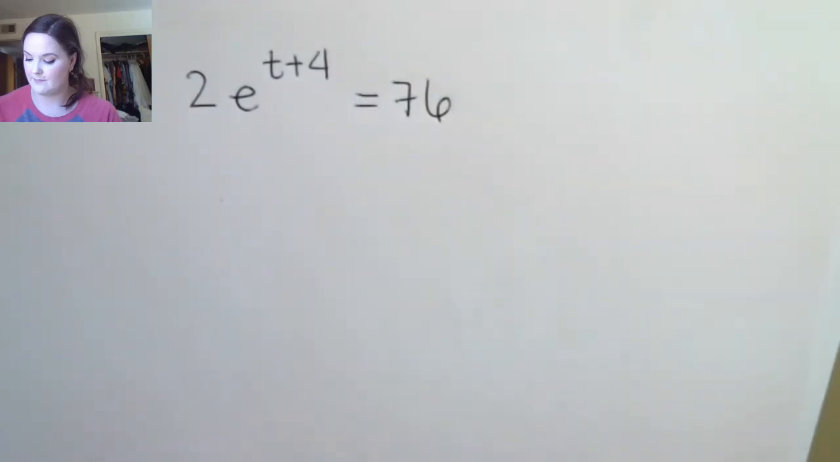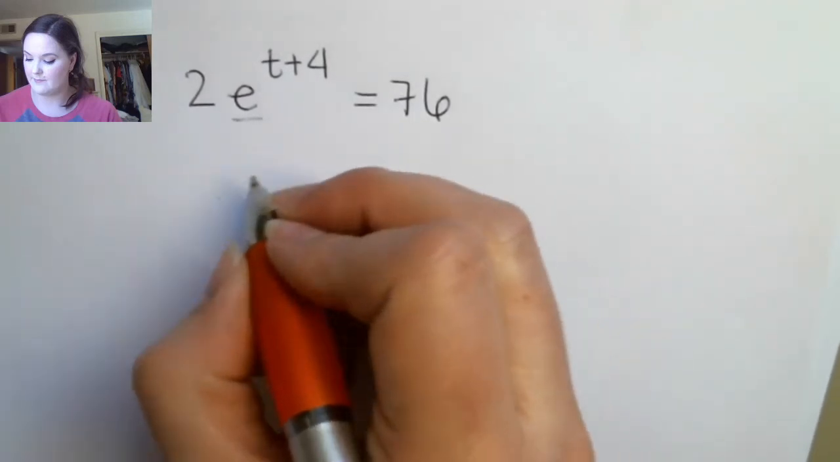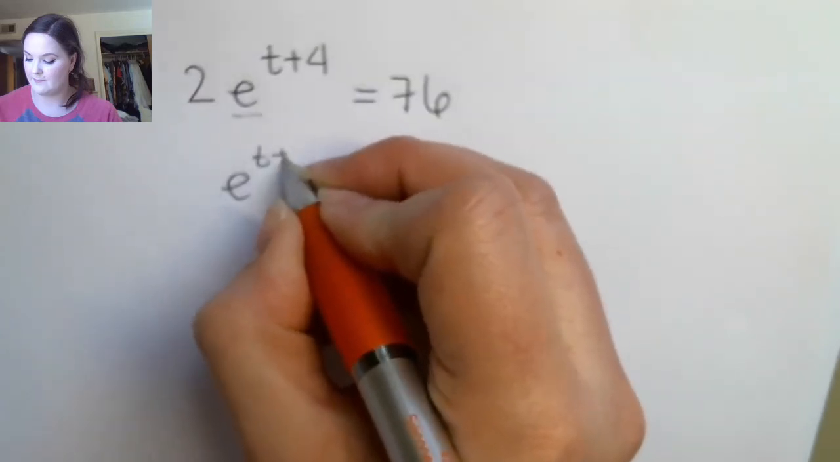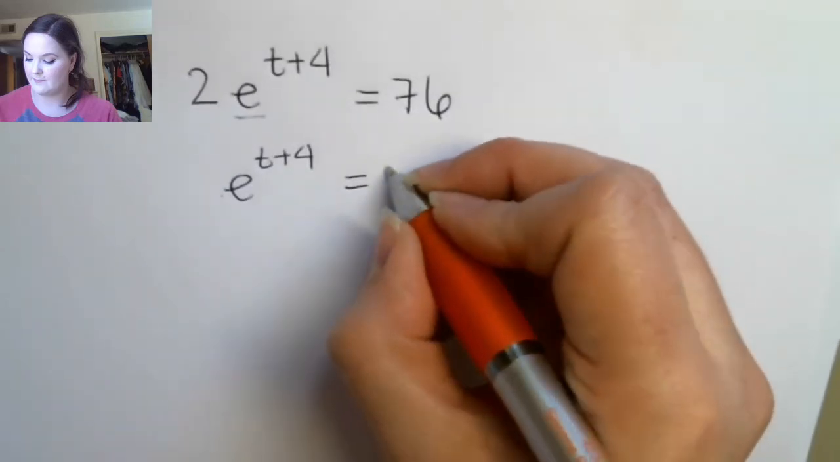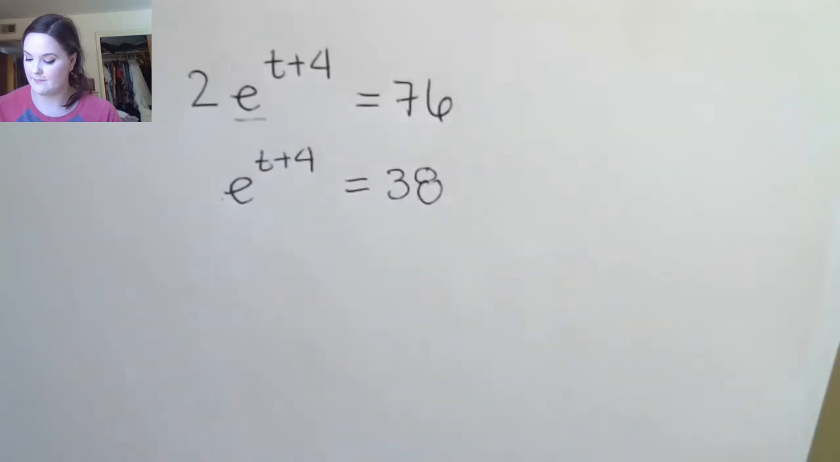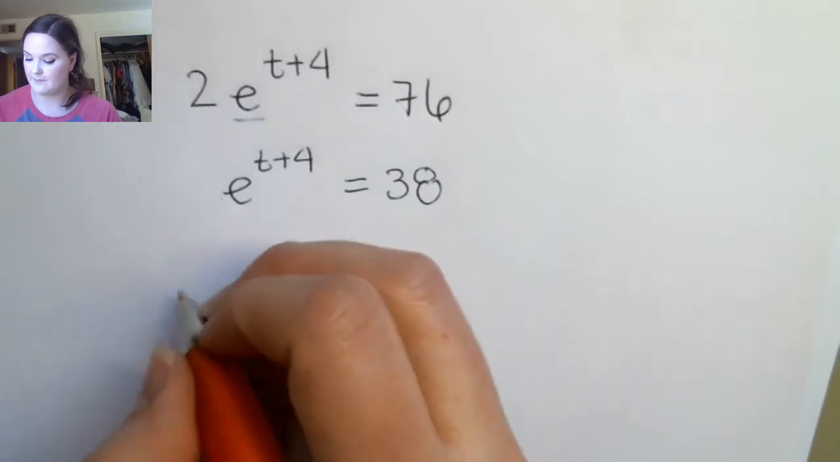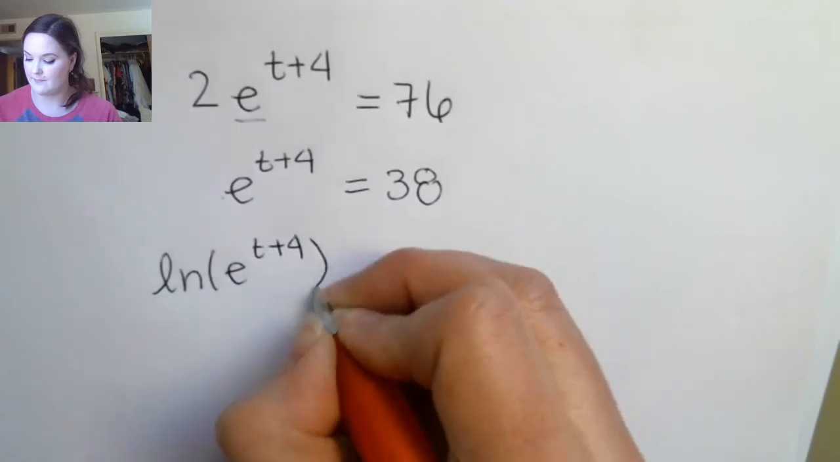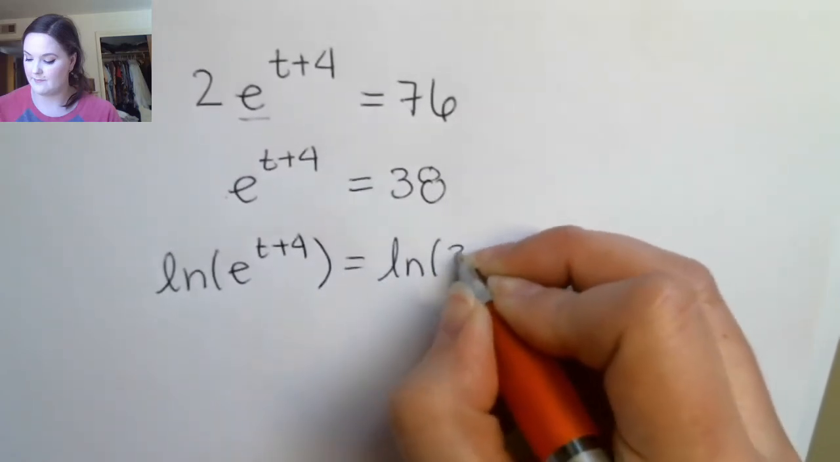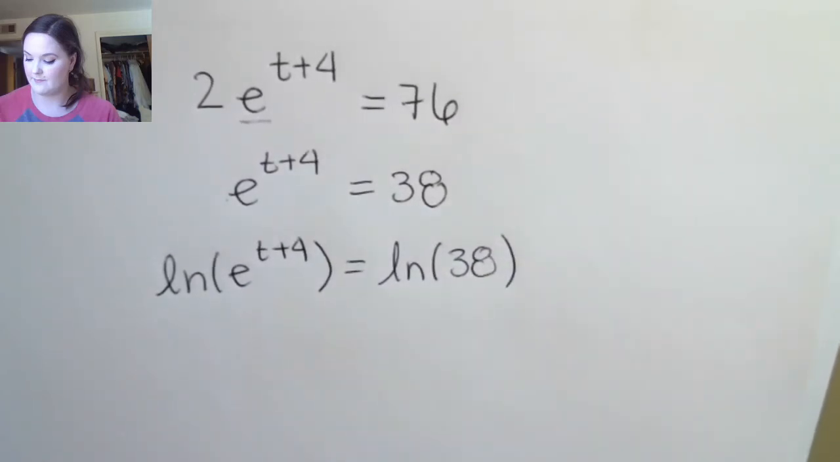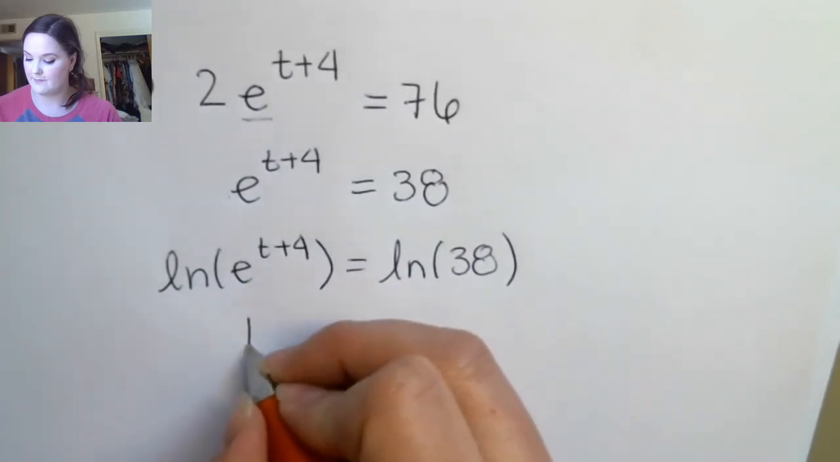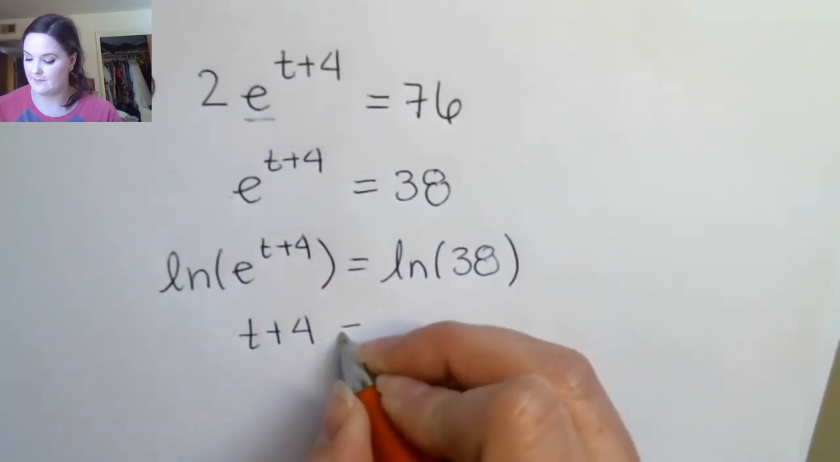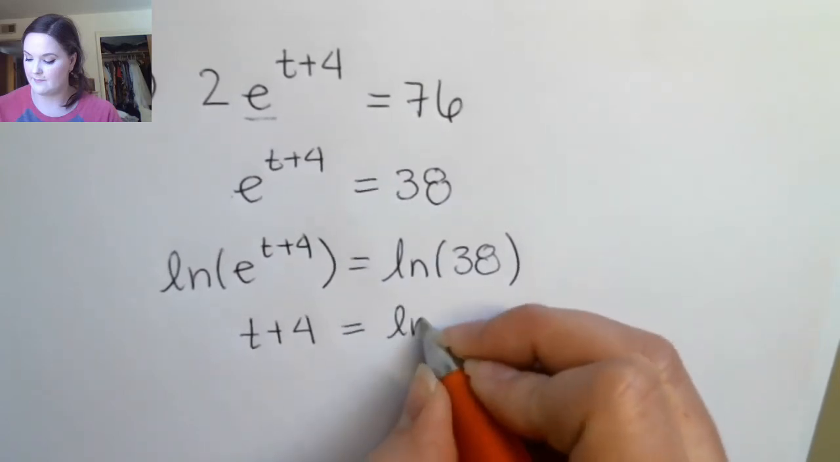Okay, so the first thing we're going to do is isolate this. We're going to divide both sides by 2. Then we're going to take the natural log of both sides. Over here, this is going to simplify. I get t plus 4. And over here, I'm going to get natural log of 38.